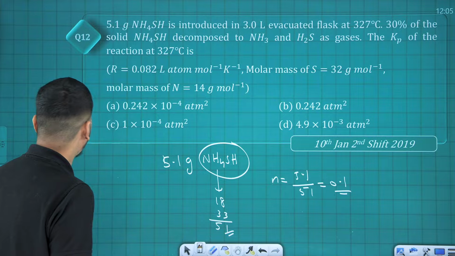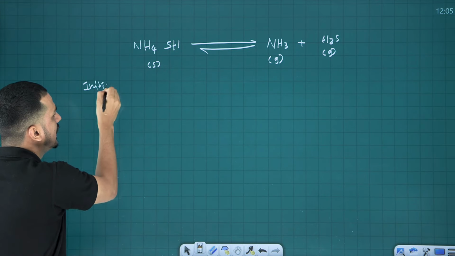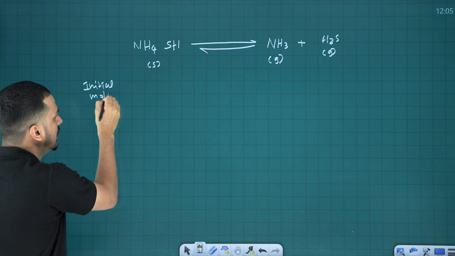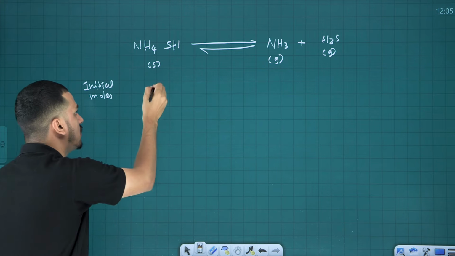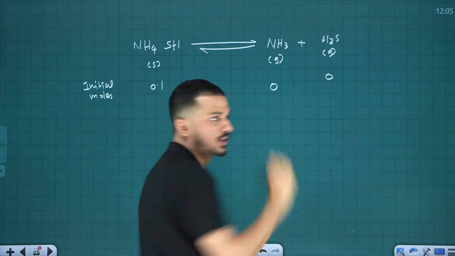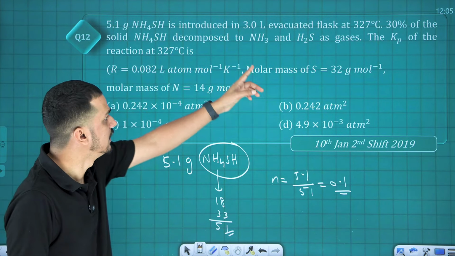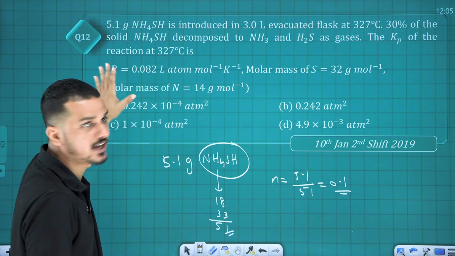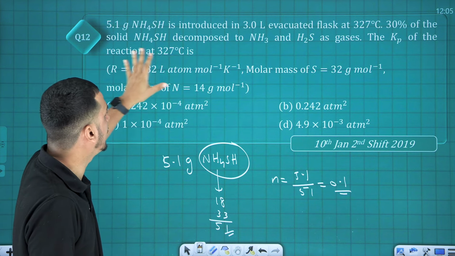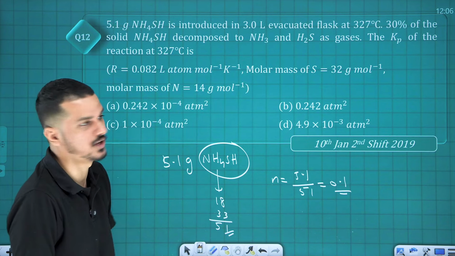So the idea is, listen to me very carefully, the initial moles of NH4SH is equal to 0.1 mole. At that time NH3 is 0, H2S is 0. Now what are they telling, dears? You can see 30% of the solid NH4SH decomposed to NH3 and H2S.